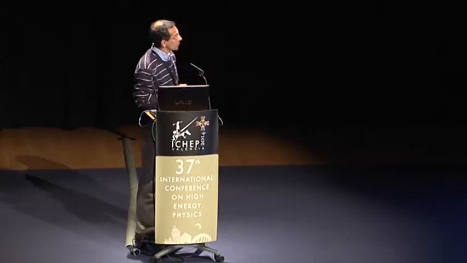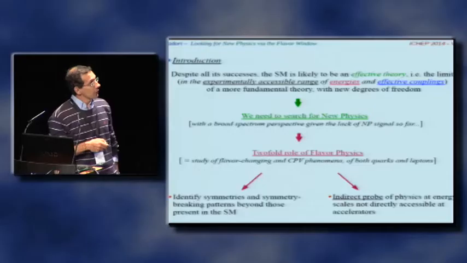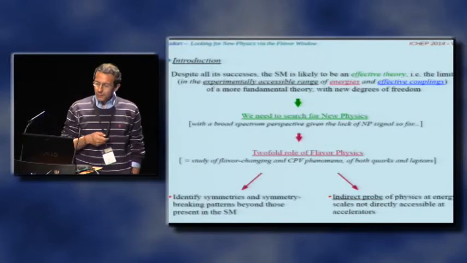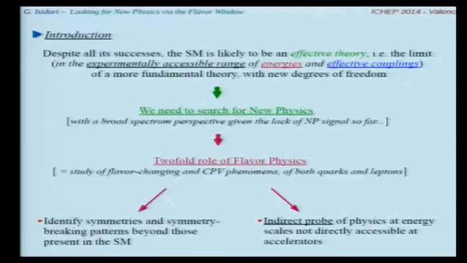I guess I don't need to motivate why we need to go beyond the standard model. I think we all agree that we need to. We don't know the scale of new physics, so we have to search for physics beyond the standard model with a broad spectrum perspective, given the lack of new physics signals so far. From that point of view, flavor physics is quite interesting, and has a twofold role.